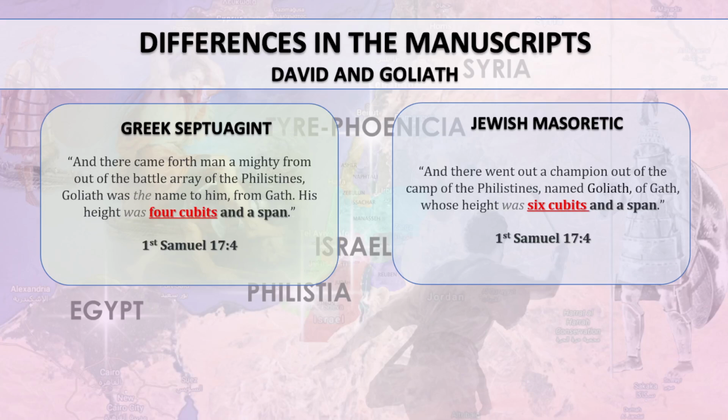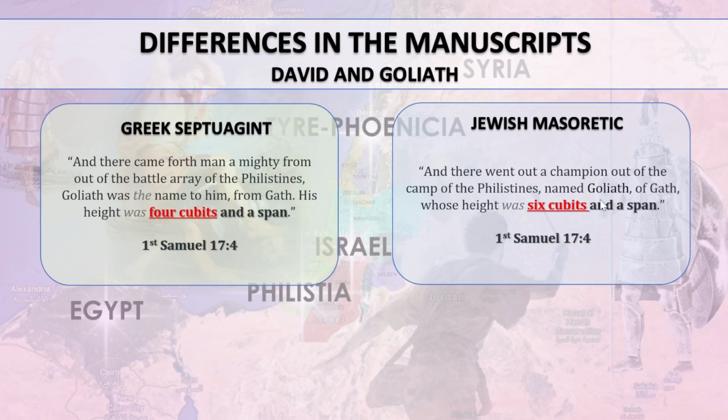We're going to read from the Apostolic Bible, the Greek Septuagint, which is a very literal translation, and I'm just going to read it so you can understand what I mean by a very literal translation. It says, "And there came forth a mighty man from out of the battle array of the Philistines. Goliath was the name to him, from Gath. His height was 4 cubits and a span."